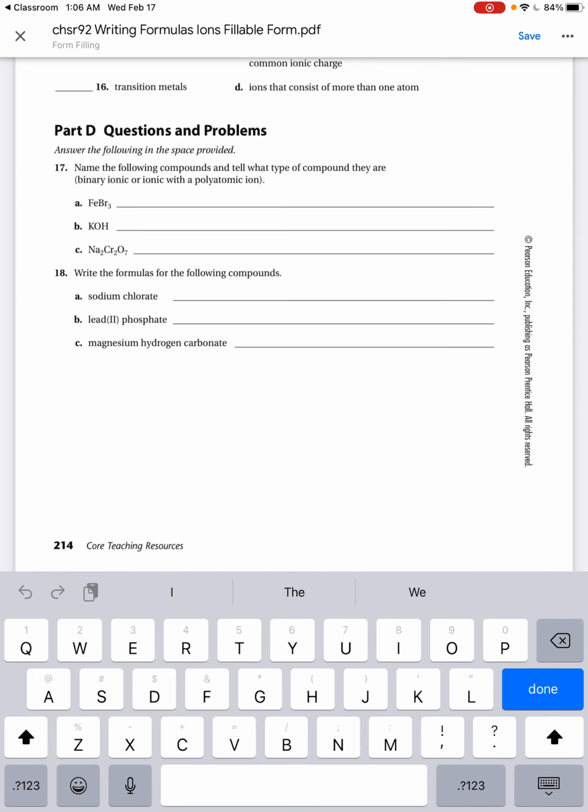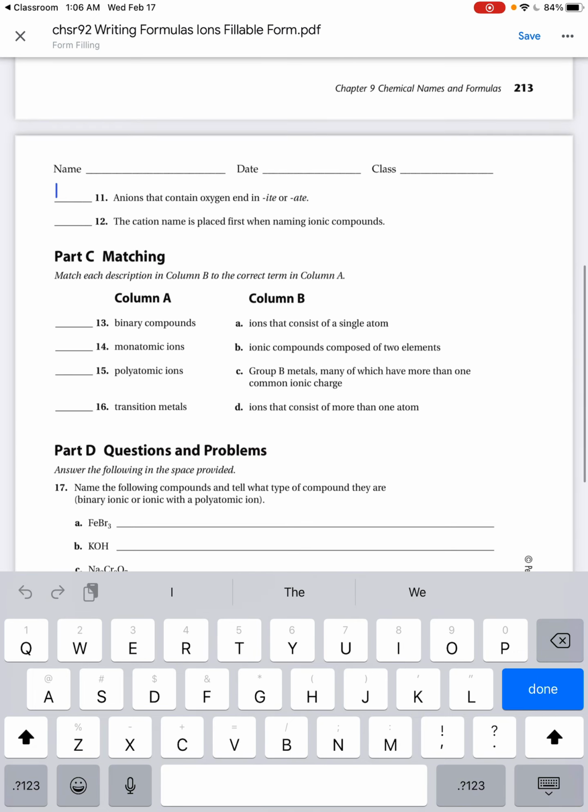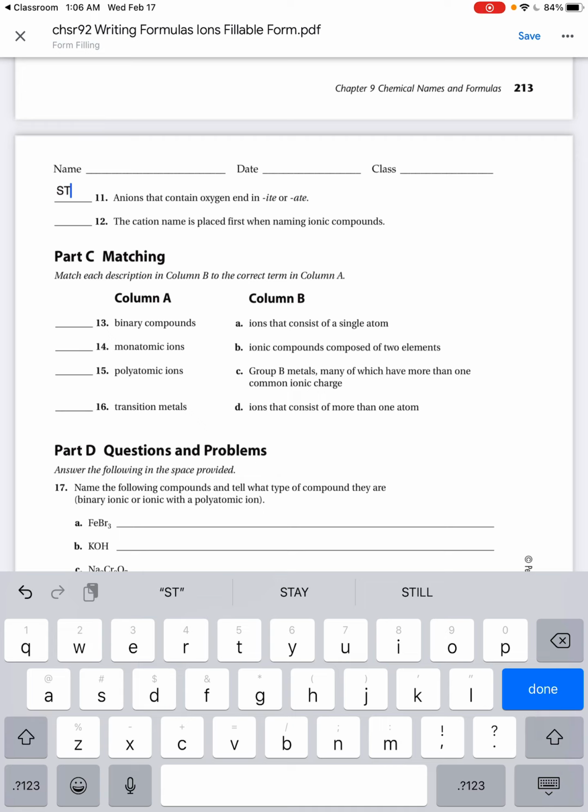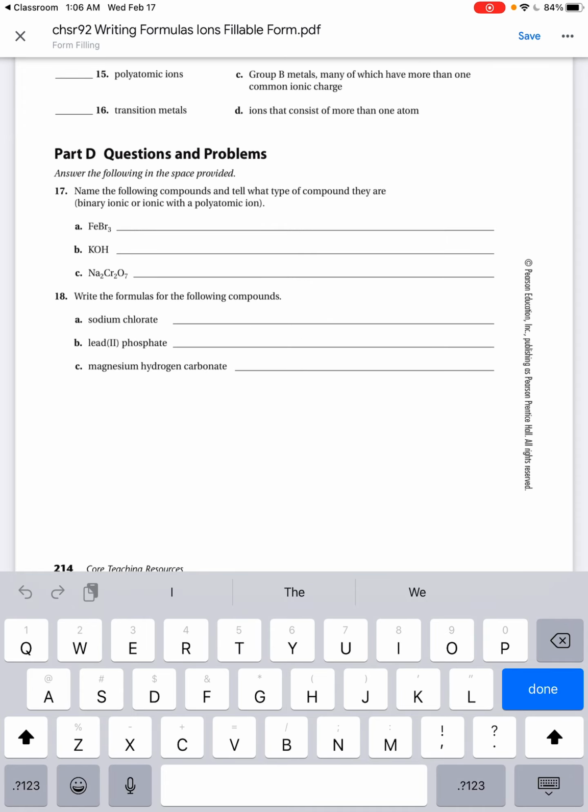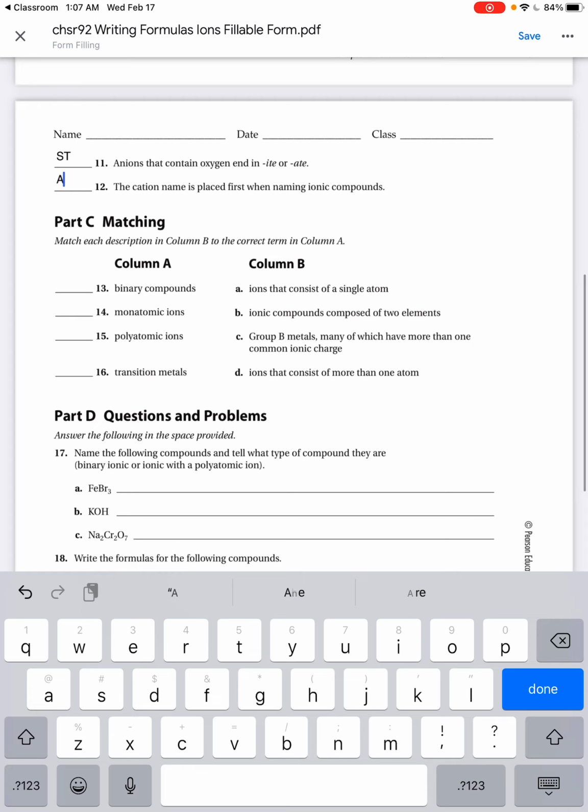So let's move on to number 11. Anions containing oxygen end in ite or ate. So that's sometimes true. What about oxide? That doesn't end that way. And the cation name is placed first when naming ionic compounds. That is always true.